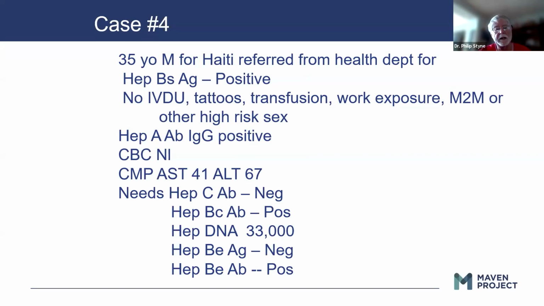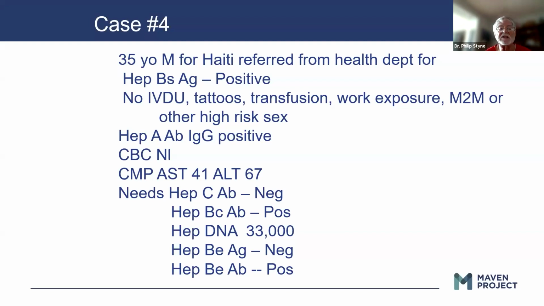Hepatitis B is a little complicated. Hepatitis B has a lot more markers than C. So it's a little more complicated, but this is a common referral for me. Health department, surface antigen positive, no high-risk activity other than the fact that he was born in Haiti, which makes him at very high risk for having vertical transmission.